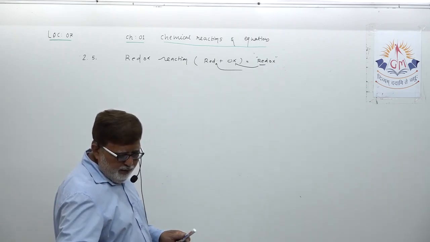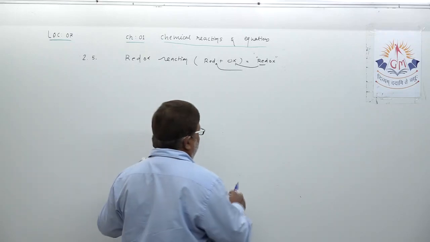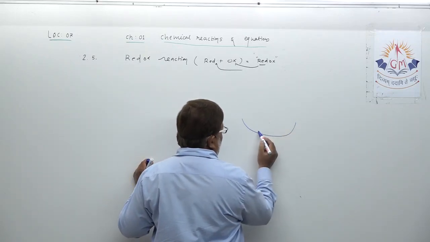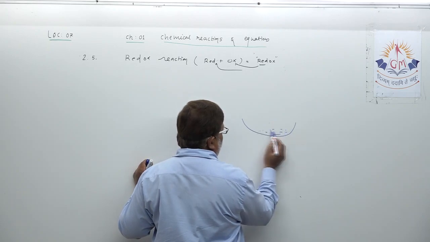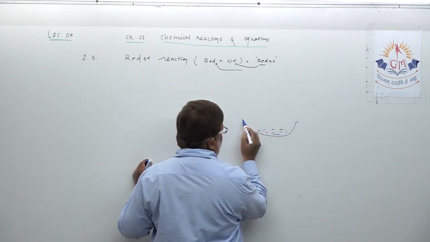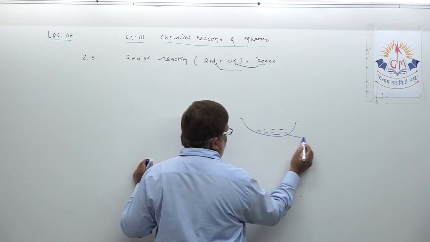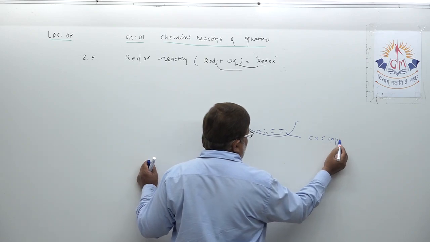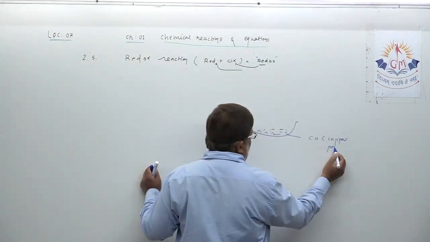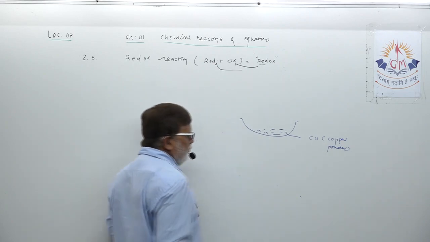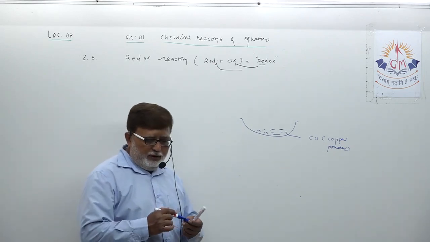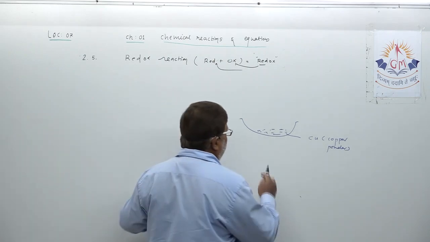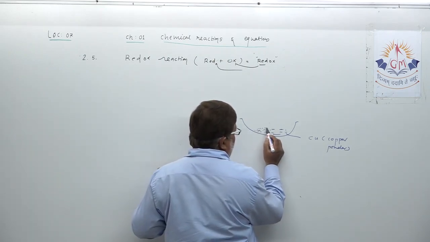Suppose let me explain it this way. In a China dish, we have taken copper powder. This is copper powder only, dear student. Now what happens if you keep it exposed to air for some time? Within a short period of time, a black colored coating starts depositing on the copper powder.